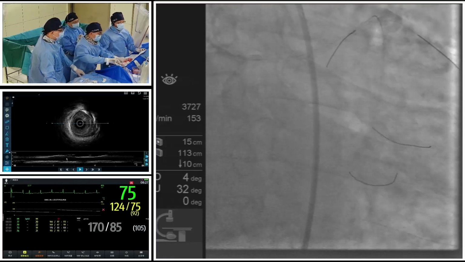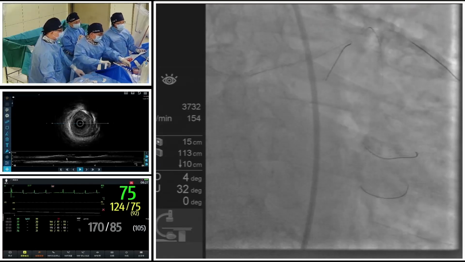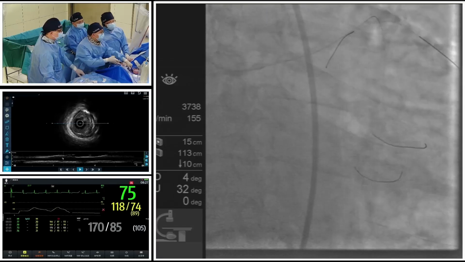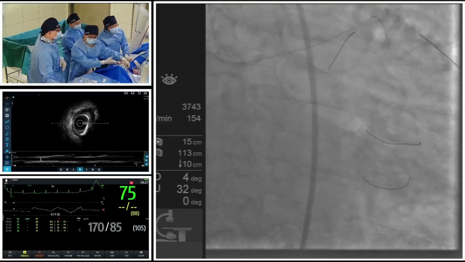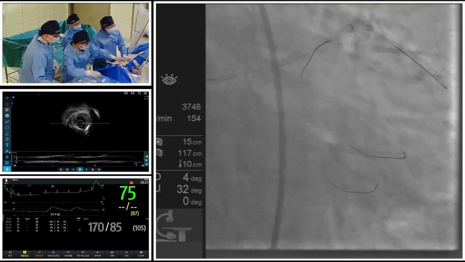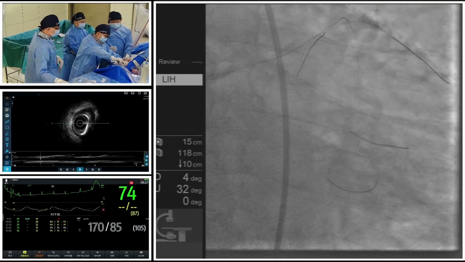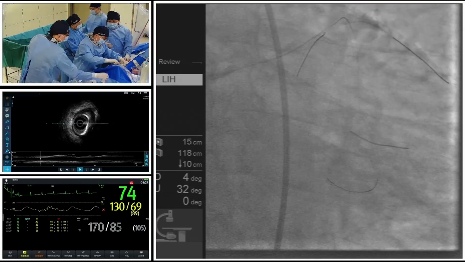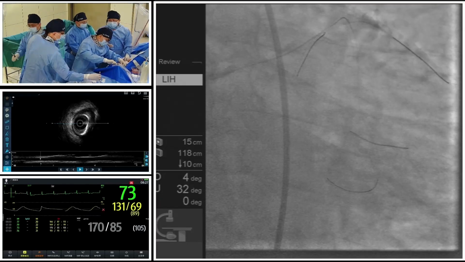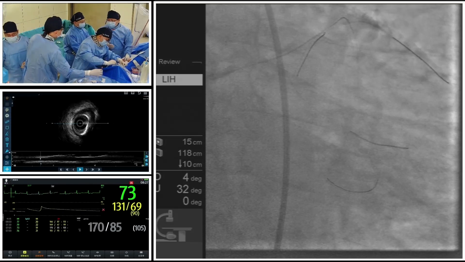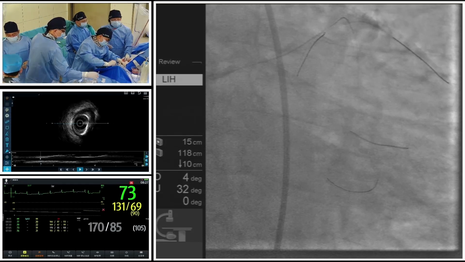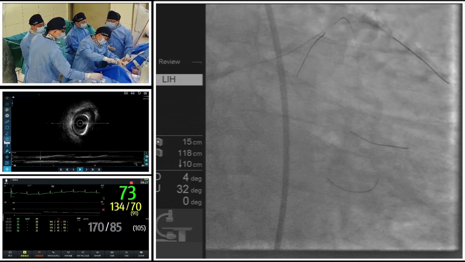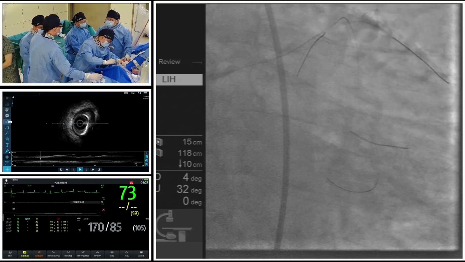Okay, I think we should make an angiogram. I think we have finished the 3.5 IVL system, and let's check the instant lumen gain. In that case, we will show the audience the IVL system for the left main. Yes, even for the left main, it is relatively safe and effective.